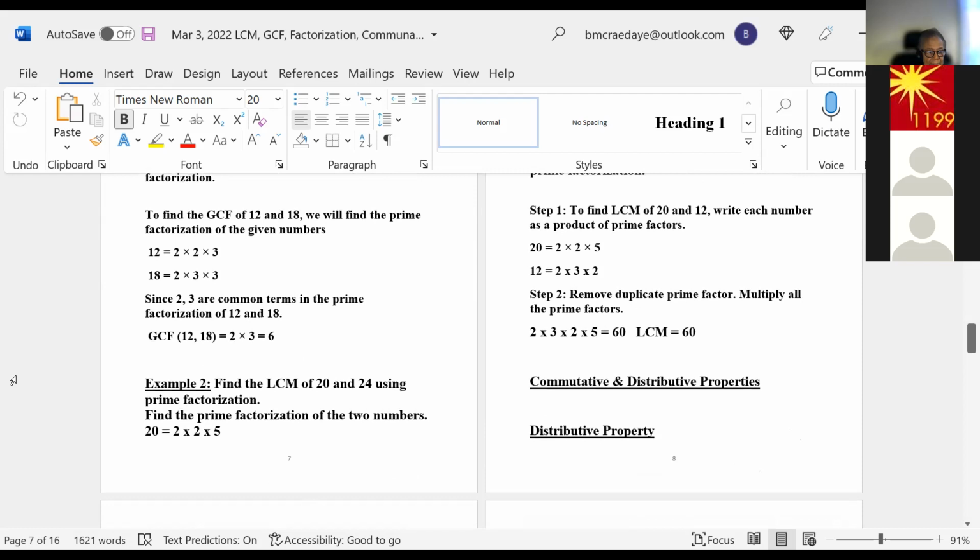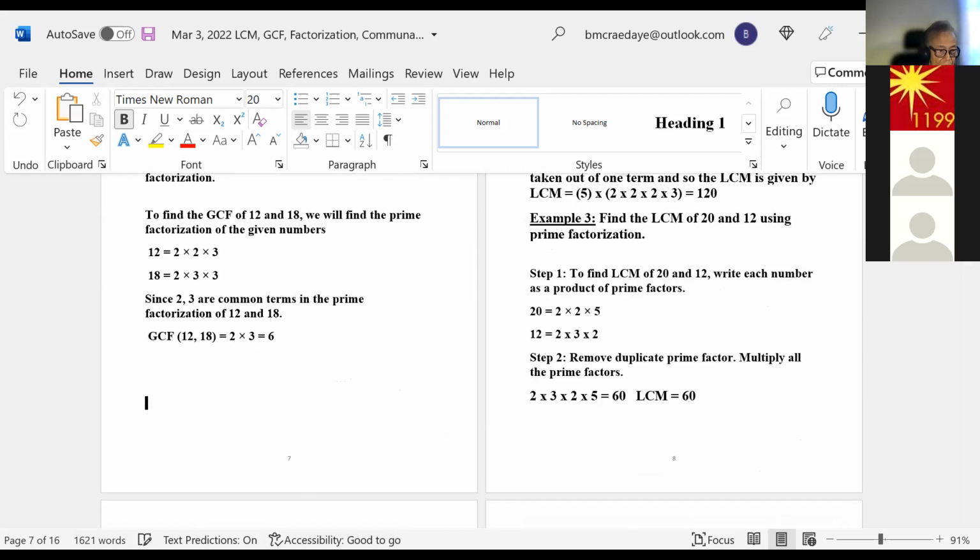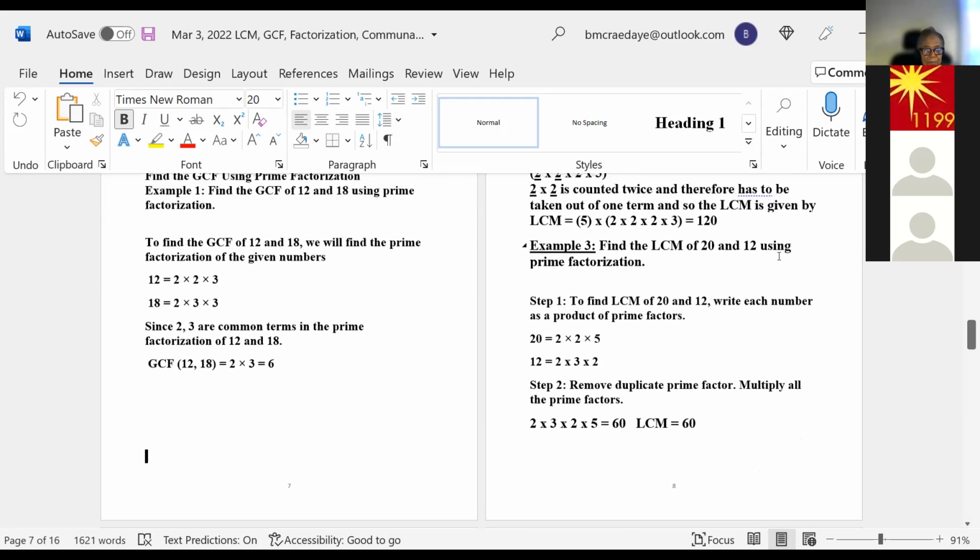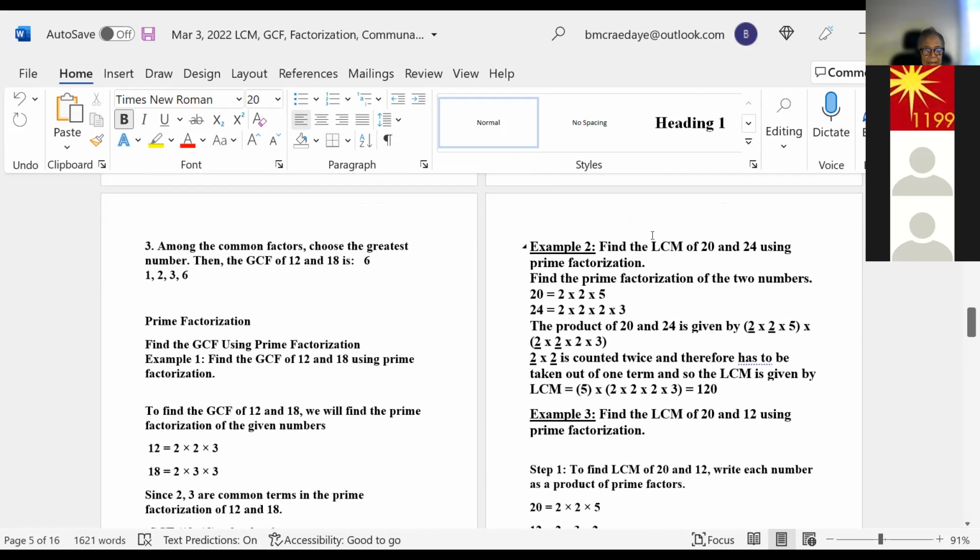Okay, let me bring this over to the next page. Find the least common multiple of 20 and 24 using prime factorization.